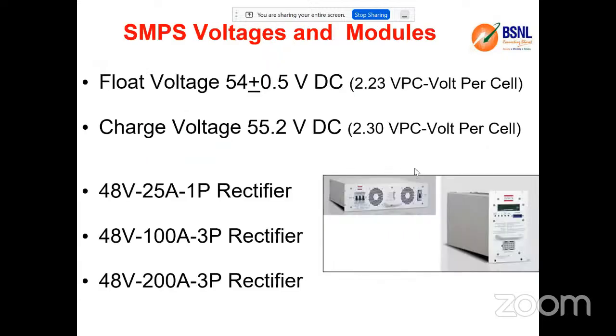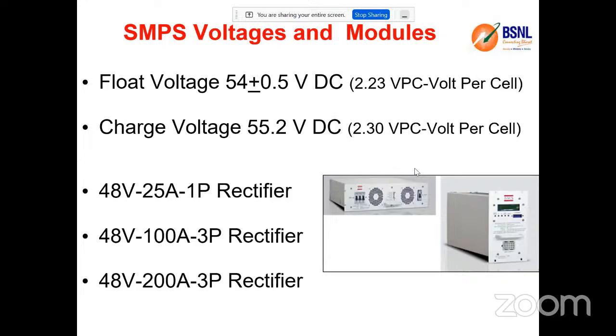So now coming back to our industry arrangements, we have different types of SMPS power plants, based on capacity. Here we have two types of voltages: one is float voltage, another is charge voltage. I told you that our expected output voltage is minus 48.